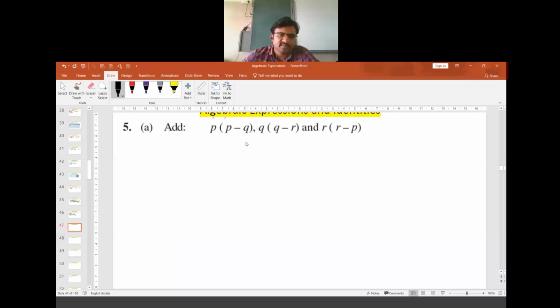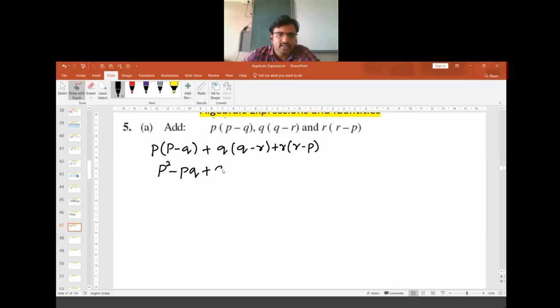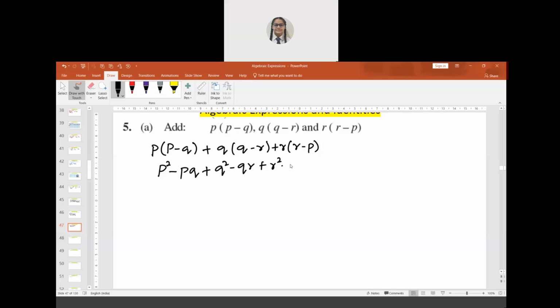Now add. So better not to write them one below the other. It's easy if you write them like this. P times of P minus Q should be added to Q times of Q minus R, should be added to R times of R minus P. P square minus PQ plus Q square minus QR plus R square minus RP. Will any term get cancelled?